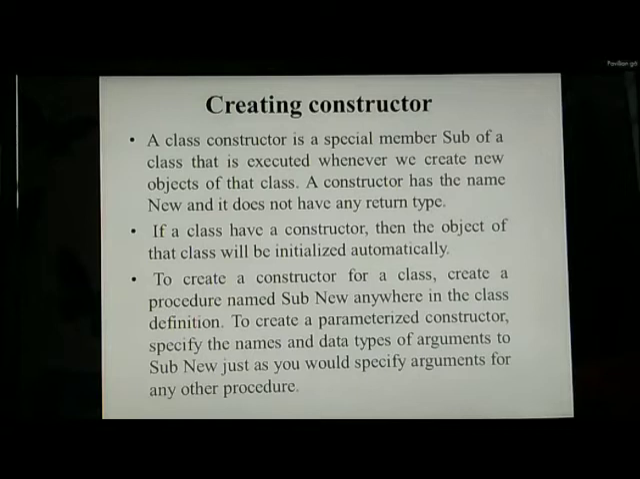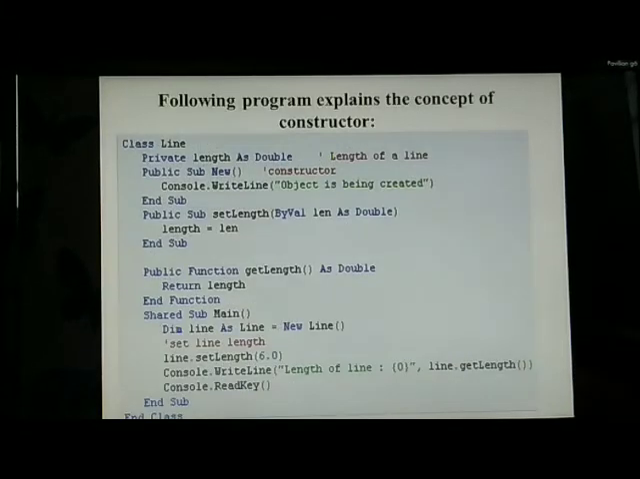So in VB.NET, you can create a constructor by adding a sub procedure named New to a class. The syntax is Sub, then New, the brackets, then the statements which we want to write, and it is closed by End Sub. Now let us see a program which explains the concept of constructor.